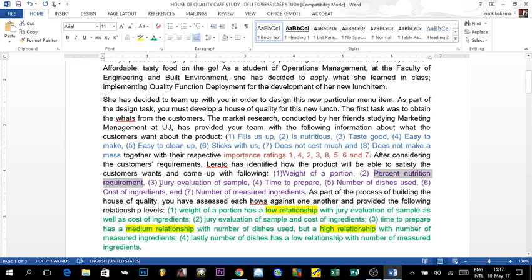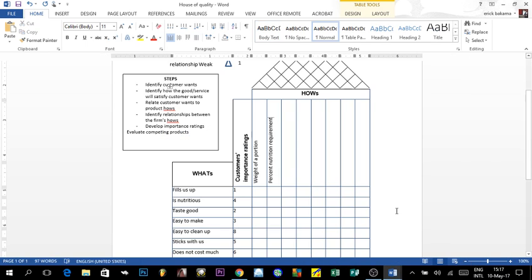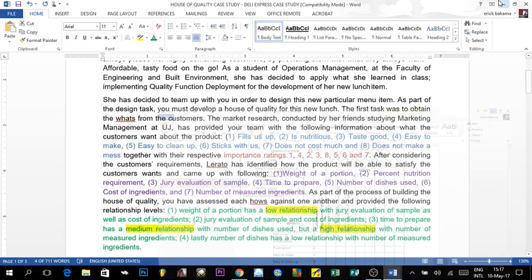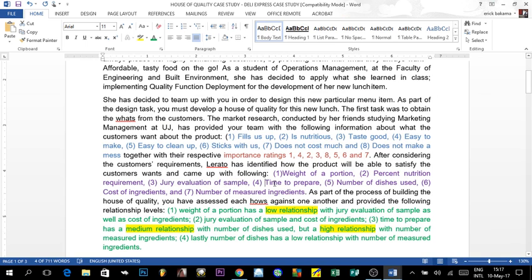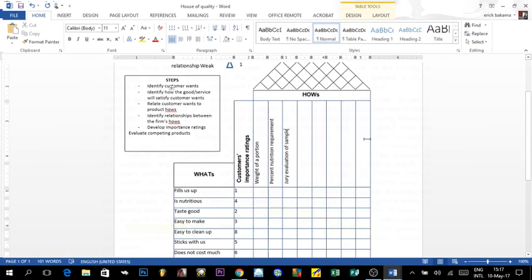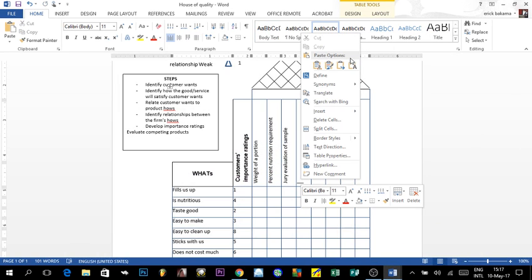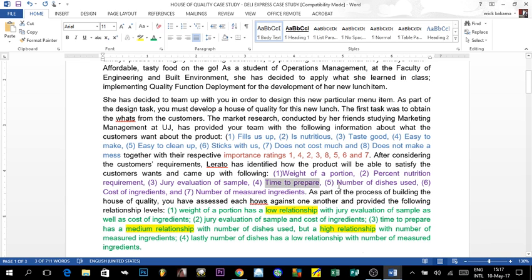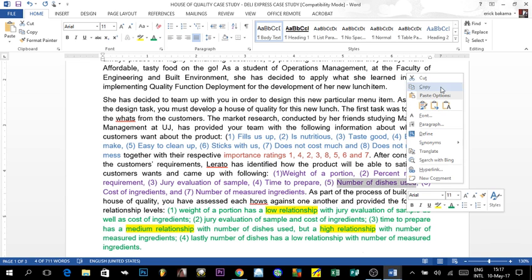And then there's a jury or evaluation of sample. Those are the people that will be needed so that they check the food and see if it really meets what the customer would want. And also we have the time to prepare. And after that, we also have the number of dishes that we are going to use.